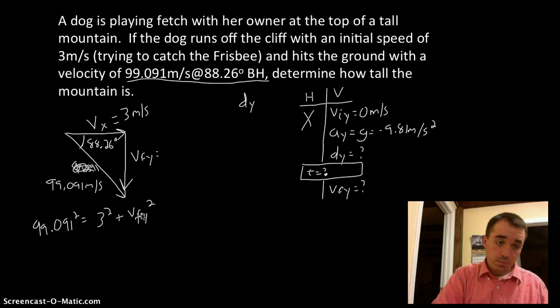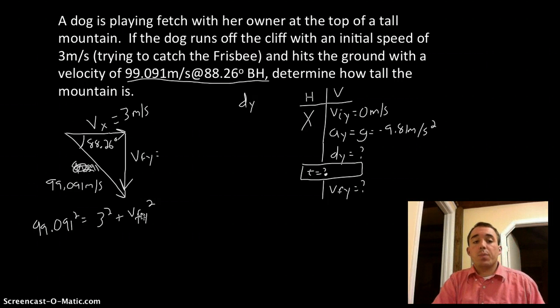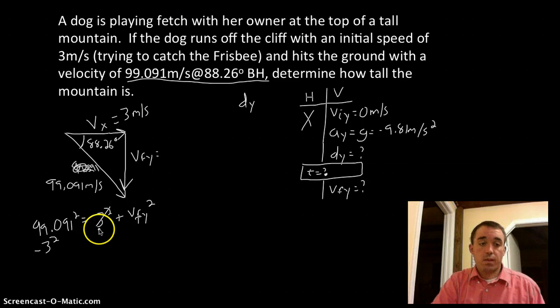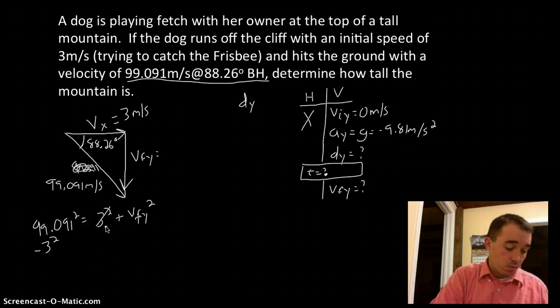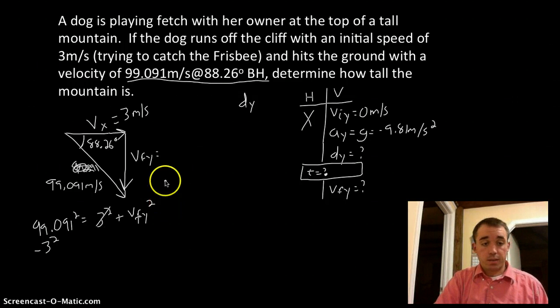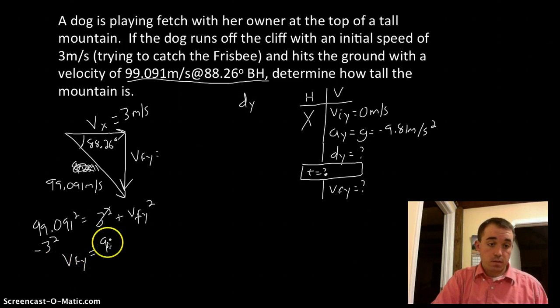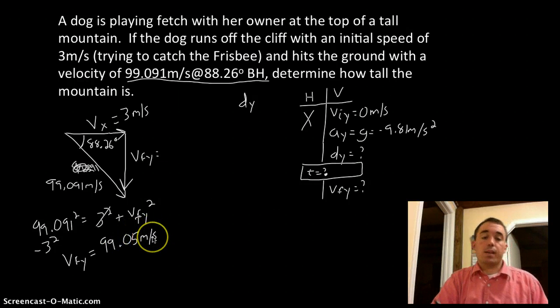I'm going to show both ways. With 99.091 squared, because the 3 squared is on the other side, I'm going to subtract 3 squared from both sides. So I subtract 9 from that, and then take the square root, which gives me a VFY of 99.05 meters per second. So that's one way.